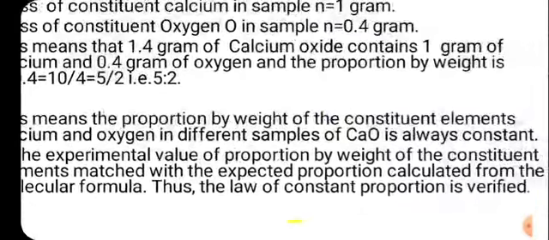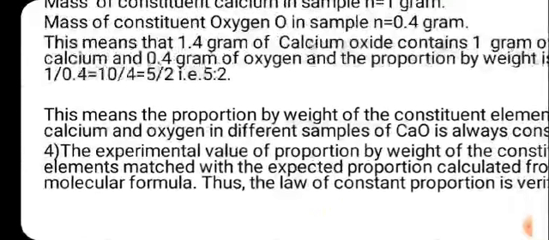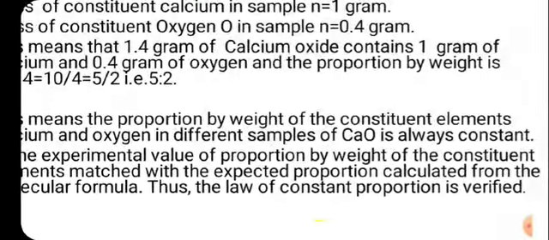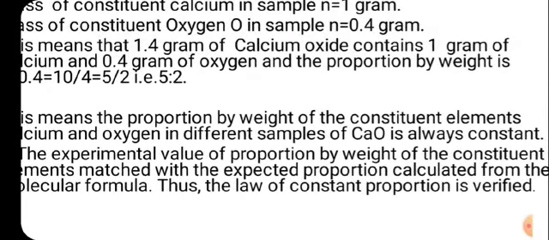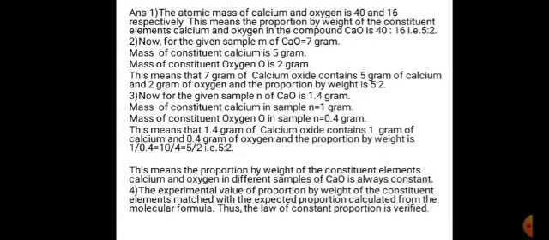The experimental value of proportion by weight of constituent elements matched with the expected proportion calculated from the molecular formula. Thus, the law of constant proportion is verified. So, which law has been verified here? Law of constant proportion, because the experimental value matches the calculated value, which comes from the molecular formula. Both values, experimental and calculated, get matched, and therefore the law of constant proportion is verified. We will discuss the next question in the next video.